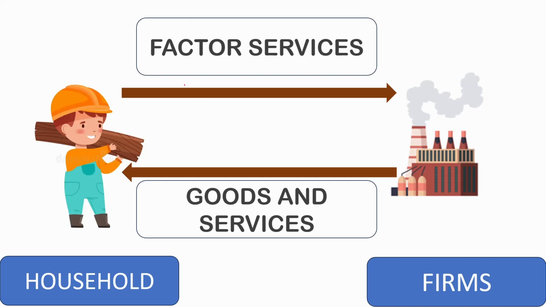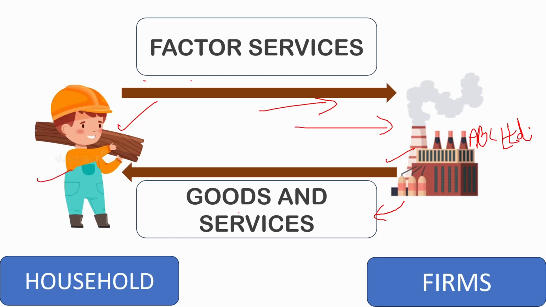Then, for example, here in circular flow, what kind of real flow happens? This is a laborer. This laborer provides factor services to this firm. Say he is working here in ABC Limited, day and night, and he's providing his factor services. In return, what this firm will provide this laborer is goods and services, whatever the firm produces, not what he wants, but the goods and services which are being produced here. So this is real flow.